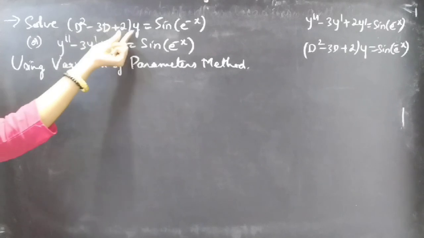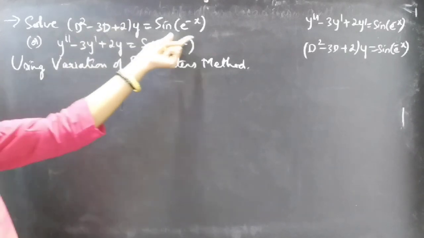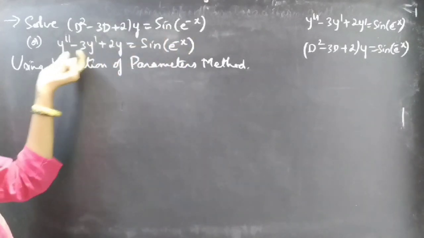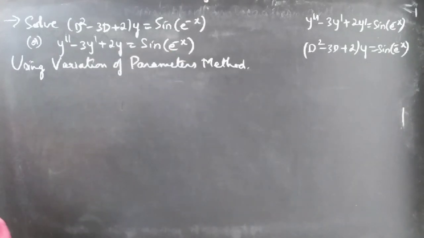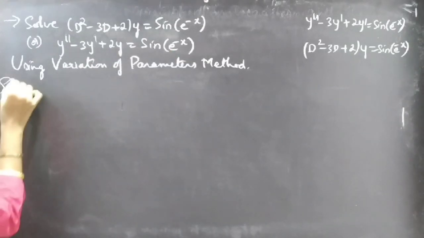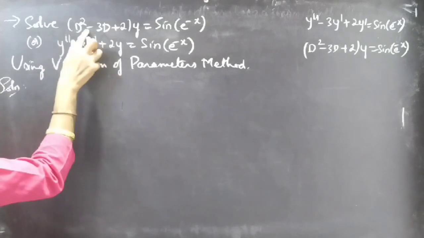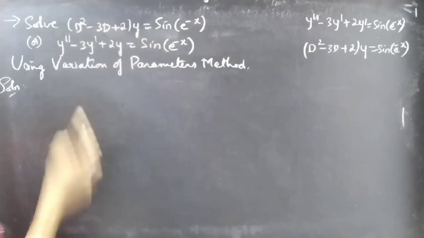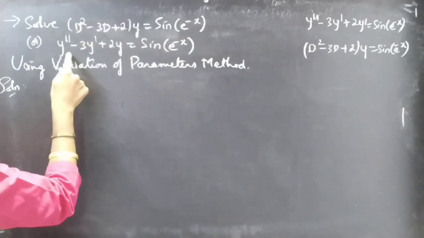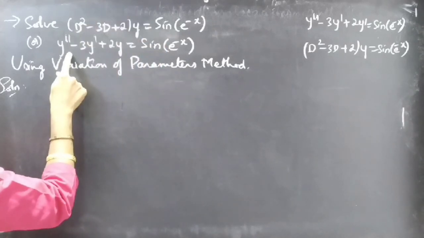Problem: solve (D square minus 3D plus 2) y equal to sine e power minus x, or y double dash minus 3y dash plus 2y equal to sine e power minus x, using variation of parameters method. Solution. The first equation is an operator form of this equation. Both equations are the same, so I'll take the given differential equation as the second one.